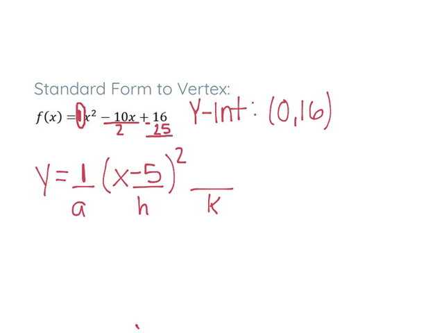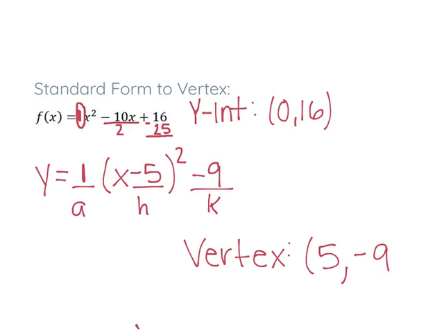So 16 minus 25 gives me negative 9. So this is my vertex form right here, y equals 1, x minus 5 squared minus 9, which means that my vertex is 5, because we switched the sign of the h, comma negative 9.